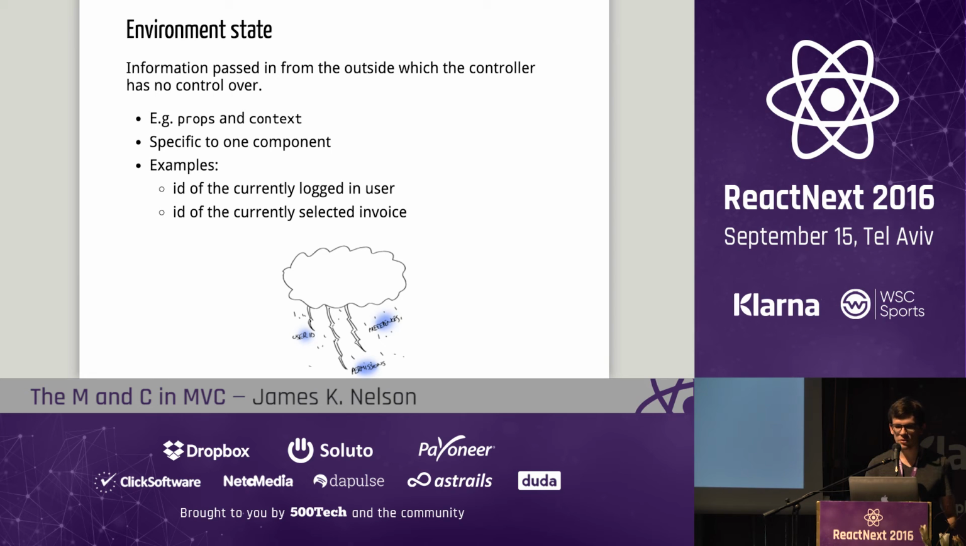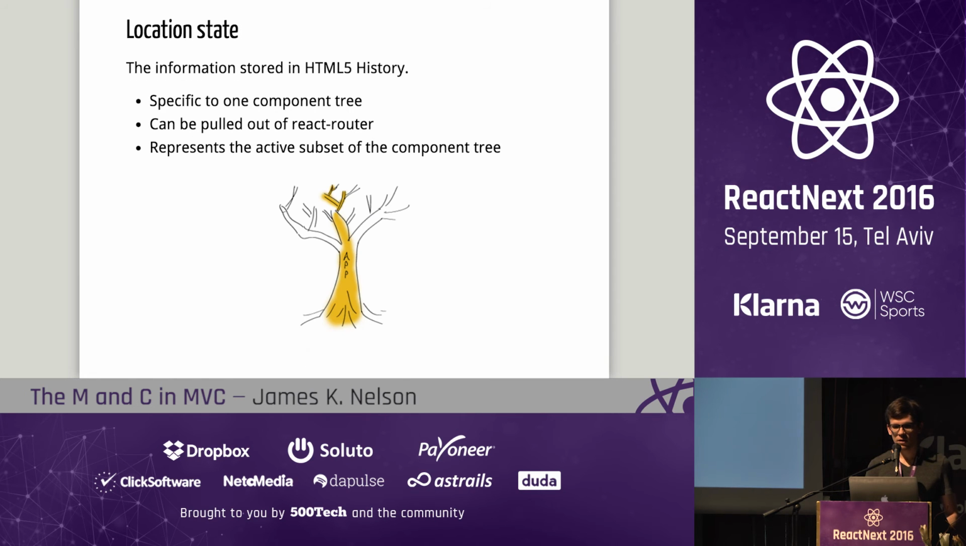And lastly, there's location state. Location state is probably the hardest to describe of them all. I sort of made a major cop-out and just defined it as the information stored in HTML5 history. So that's like the URL, any state stored in push state. But I think it's a lot easier to visualize this than to define it with words.